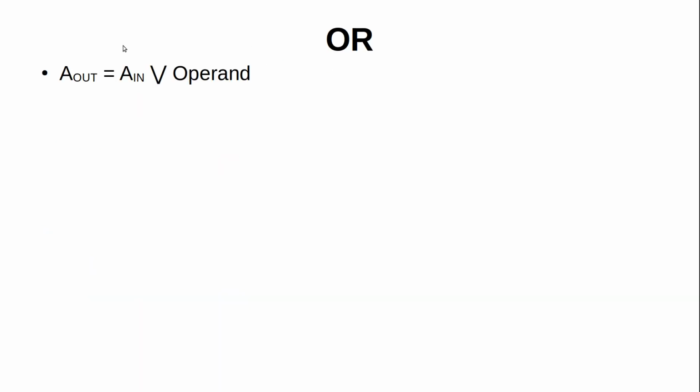The OR instruction will perform an OR operation between the value in the accumulator and another 8-bit value from either a register or memory.